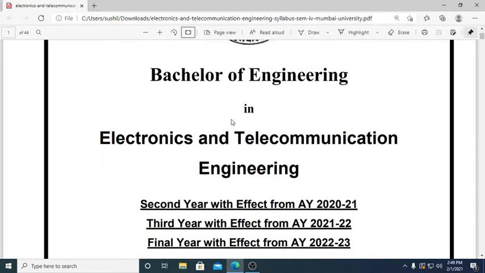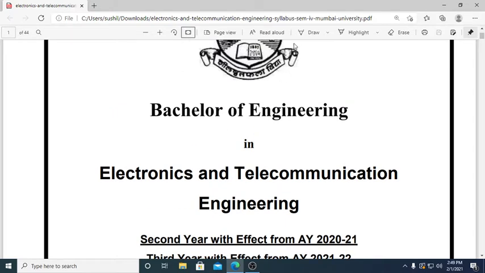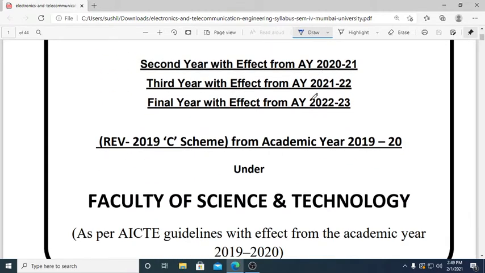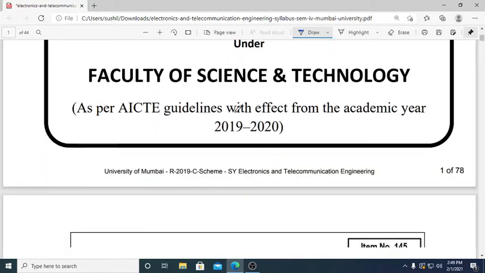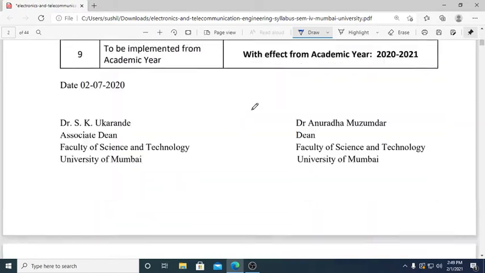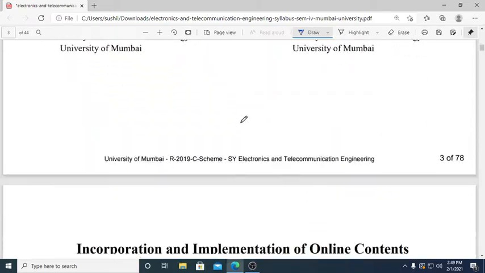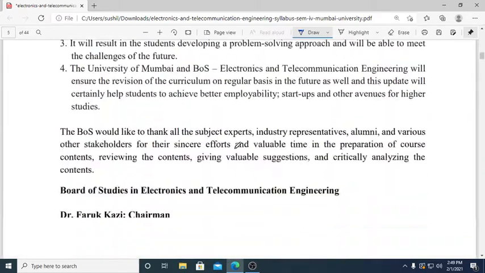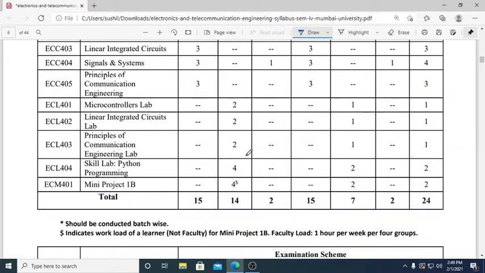In this lecture we will discuss the syllabus of linear integrated circuits. This syllabus is for the second year, with effect from the 2020-21 academic year. This is the latest syllabus, so we will see it under the C scheme, and look at the modules and the important points.